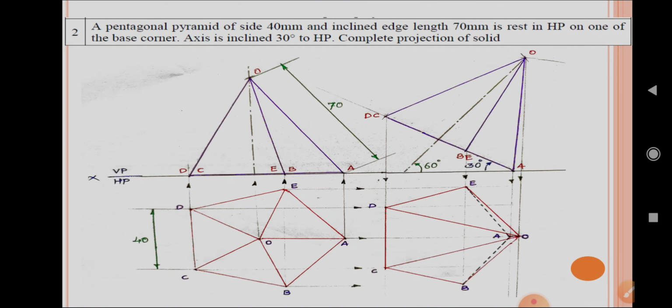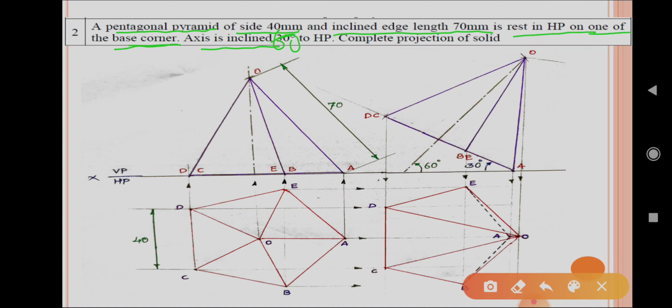The next problem: we can change the value of the axis inclination. We can take 60 degrees instead of 30, and complete the problem. So, a pentagonal pyramid of side 40 mm and inclined edge length 70 mm rests in HP on one of the base corners, and the axis inclination is 60 degrees with HP. Complete the projection.